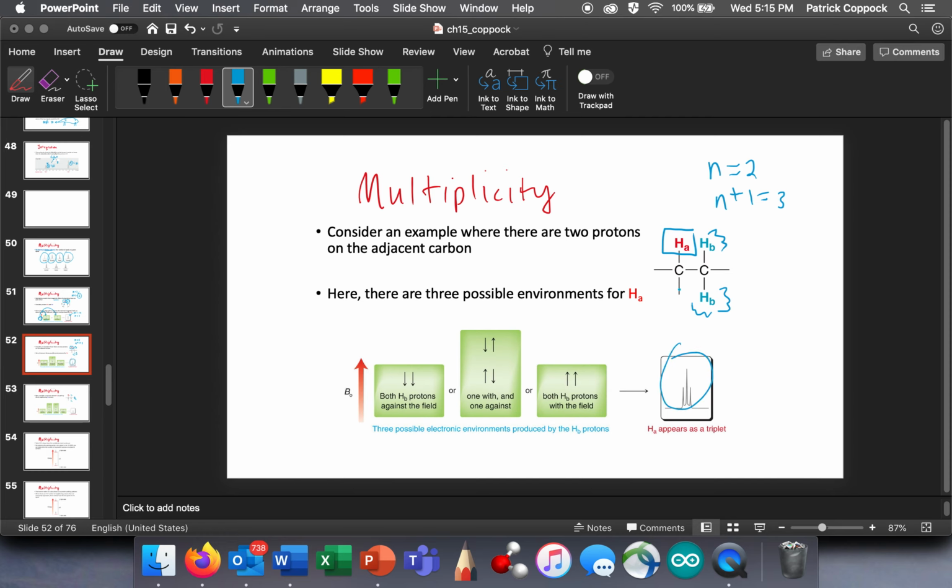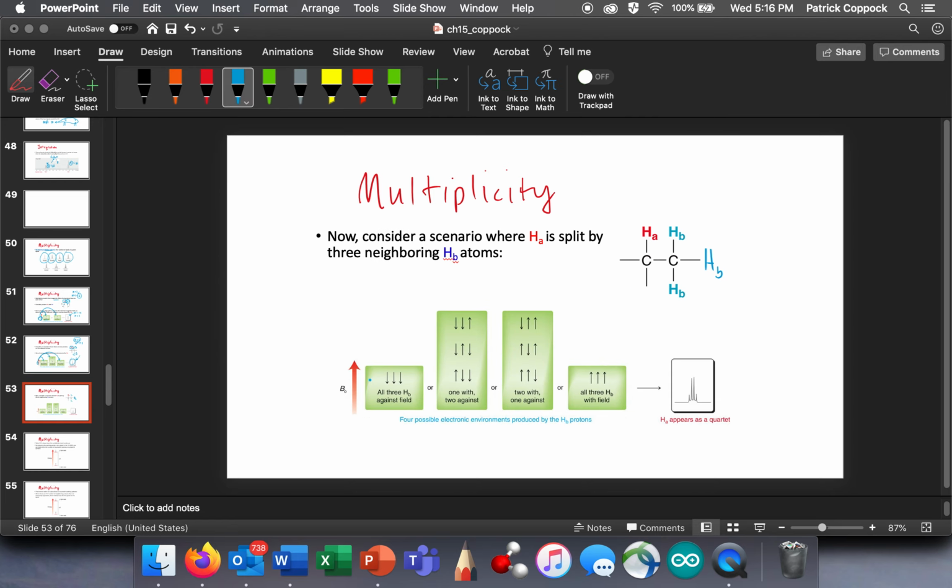Why? Well, because the external field either matches up with both protons being against it, or one of each being with it and against it, and it also sums with both of them being with the magnetic field. So either way, if you have two neighbors, n plus 1 is 3, you're going to get a triplet. Now, what if you have three neighbors? You already know where I'm going with this, right?